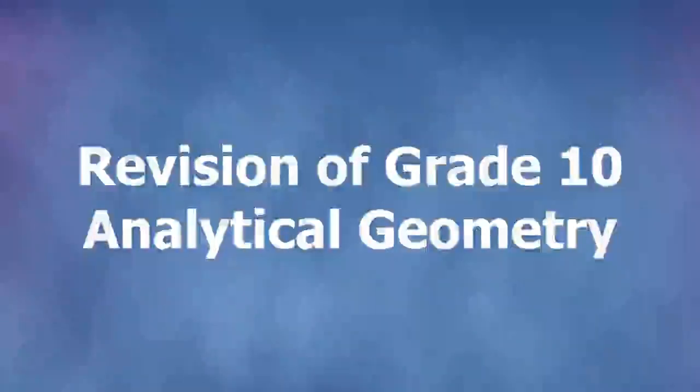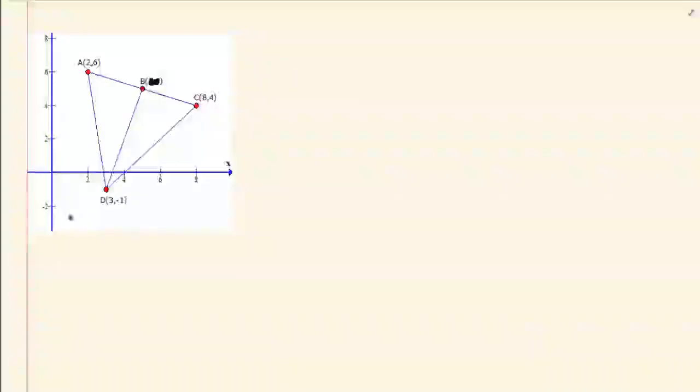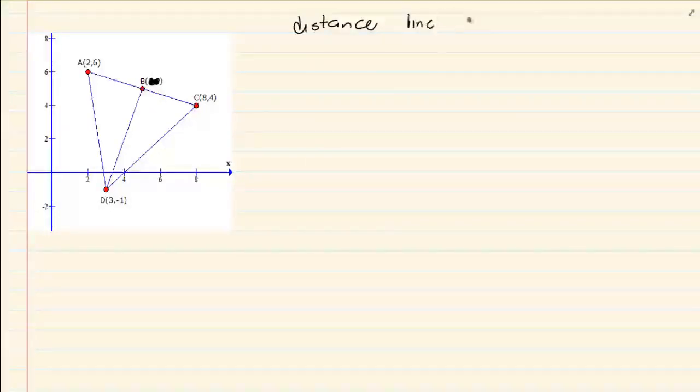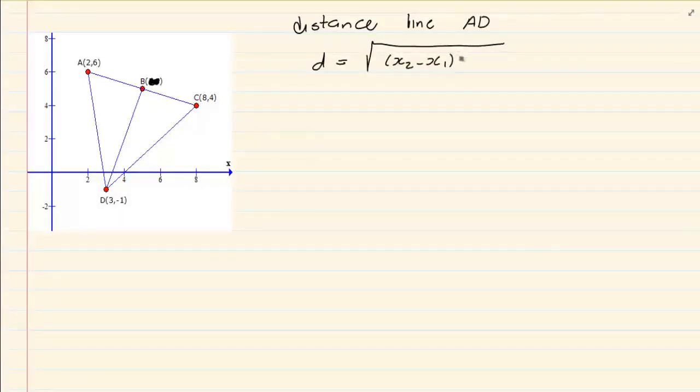Today we are doing a revision for all the grade 10 analytical geometry. Now, let us look at the following drawing. What I would like to know is how to calculate the distance of line AD. Now, distance is equal to the root of x2 minus x1 all squared plus y2 minus y1 all squared.